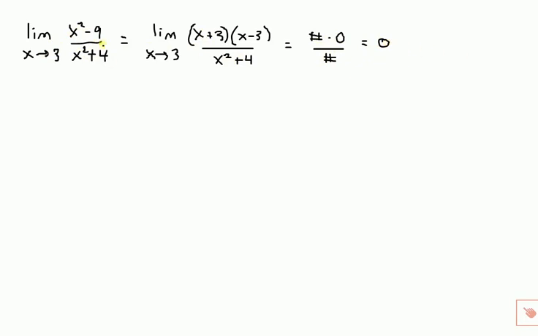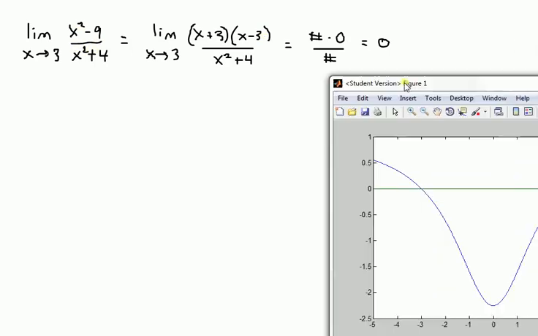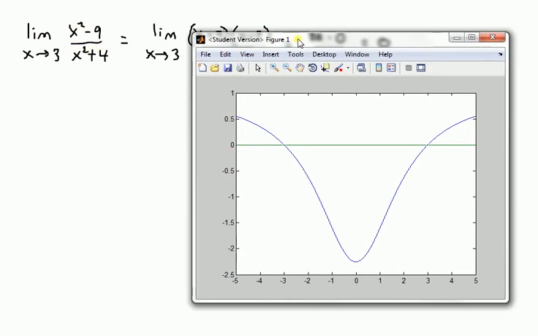It's probably too difficult to graph this for this problem, but here's a picture of the graph. And here's the graph of x squared minus 9 over x squared plus 4. And here's the line y equals 0. Now we can see here, this would be x equals 3. As we approach 3 from either side, the function approaches 0. That's the graphical interpretation.